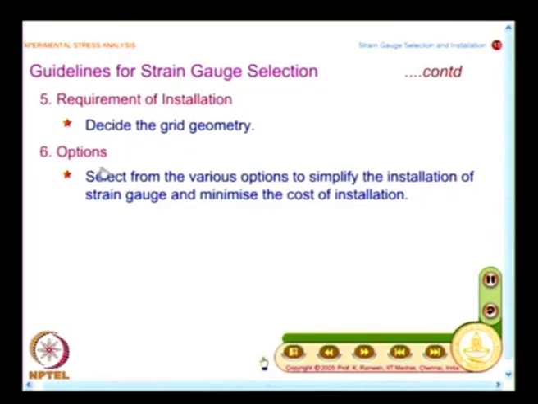So, finally, you select the set of options that would help you to simplify the installation of strain gauge and minimize the cost of installation. And this is what I said, if you are using a karma alloy, it is better to go for pre-attached lead wires rather than struggle in trying to solder it.